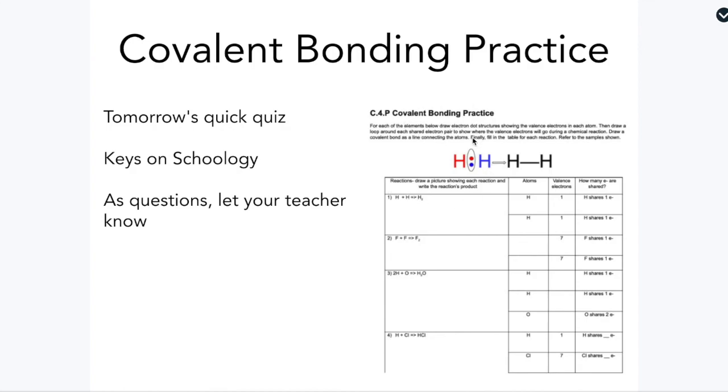This is very similar to the ionic bonding practice, but instead we're doing it with covalent bonding. So if you have any questions, let me know. Otherwise, good luck and reach out if you have any questions.